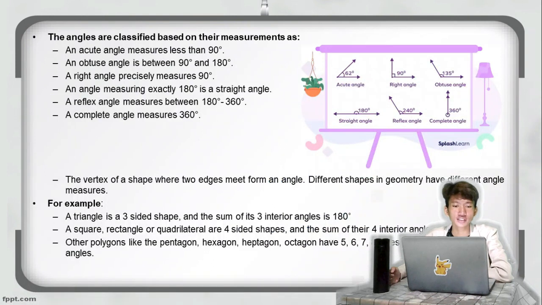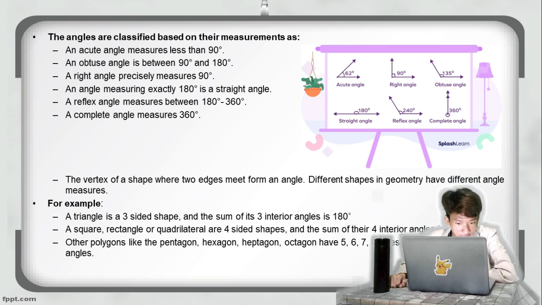Next, the angles are classified based on their measurements. An acute angle measures less than 90 degrees. An obtuse angle is between 90 degrees and 180 degrees. A right angle measures precisely 90 degrees. An angle measuring exactly 180 degrees is a straight angle. A reflex angle measures between 180 degrees and 360 degrees. A complete angle measures 360 degrees.